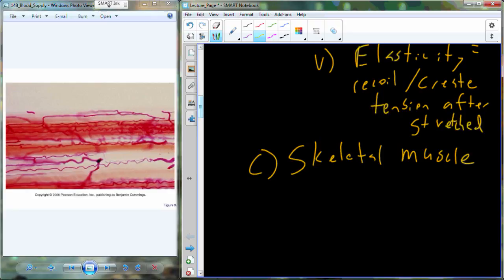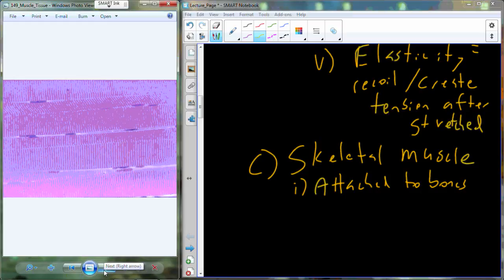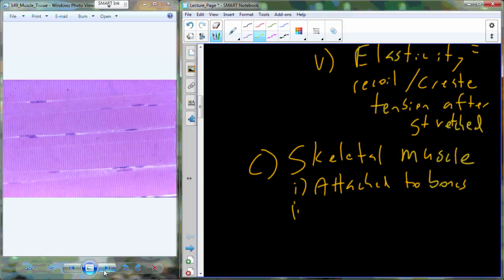Alright, so how are these five tasks actually accomplished? Why are they accomplished in the way that they are? For skeletal muscle, just to review, it's the muscle that's attached to bones, and in some cases other organs, but basically it induces movement. That particular tissue, which we're now looking at in a histological section, can contract, be excited, conduct, extend, and exhibit elasticity because of the microscopic anatomy that exists.